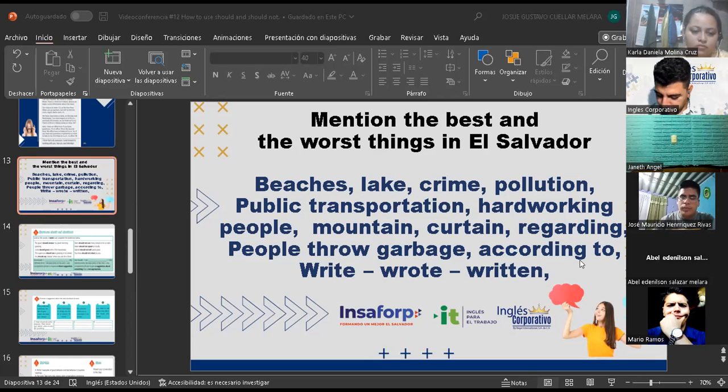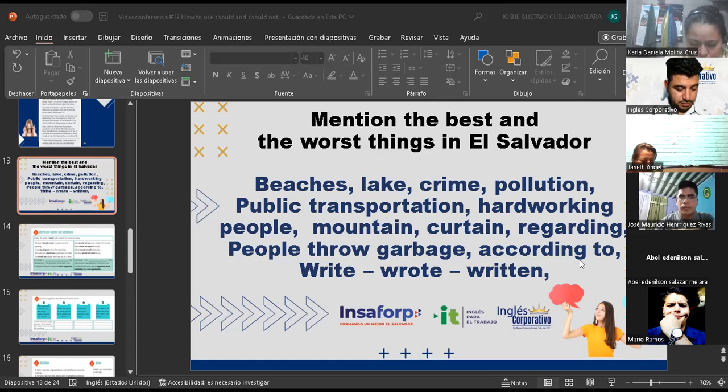Okay, Laura, what about you? Then Odalis. Touristic places, lugar turístico. Okay, yes, touristic places. And the bad would be the traffic and crime, el tráfico y el crimen, la delincuencia. Yes, the crime. That is something that we need to erase. Thank you. And what about Odalis and Oscar?